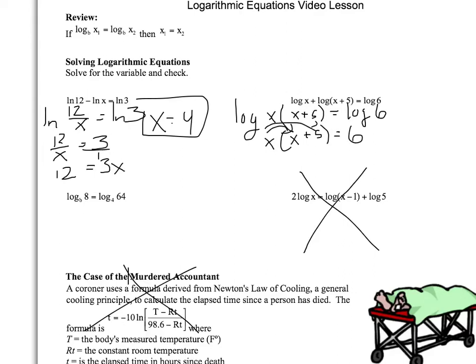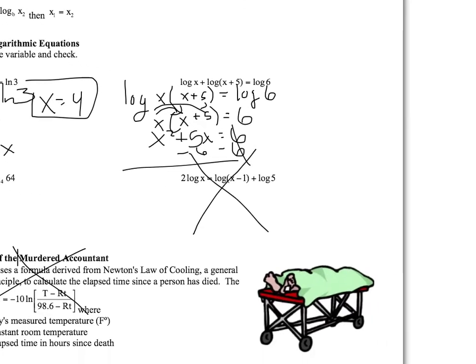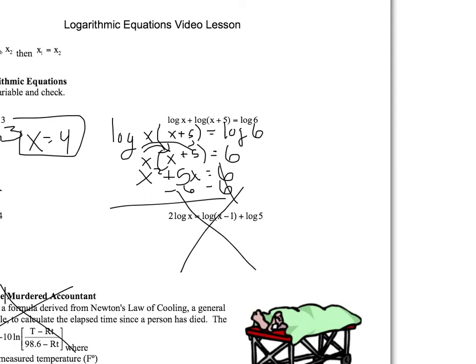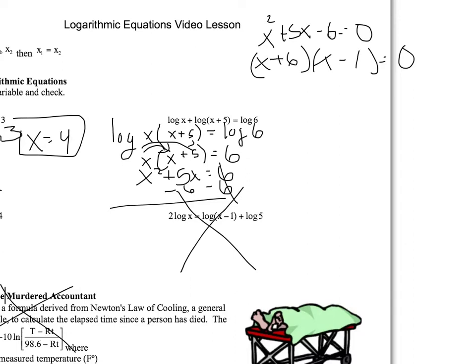To solve this, I'm going to distribute the x. So x squared plus 5x equals 6. To solve for x, let's subtract that 6. So we will get, I'm going to write it up here because I will need room for this problem. X squared plus 5x minus 6 equals 0. We will factor it. X squared plus 5x minus 6 factors to x plus 6, x minus 1. So we get x equals negative 6 and x equals 1.